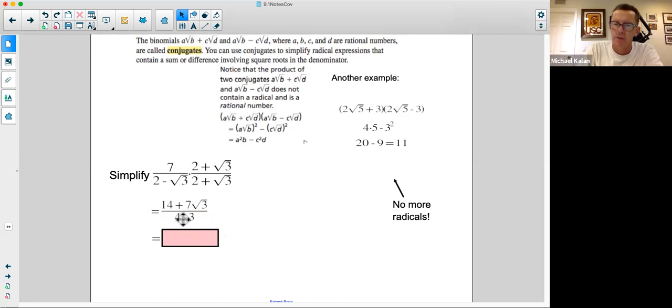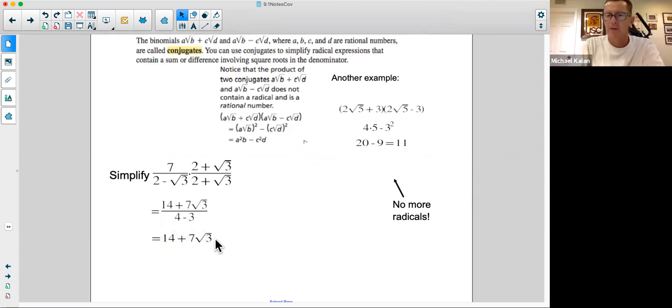4 minus 3 is 1, so we can simplify that. Remember, the fraction bar is a grouping symbol. Here we can't add the 14 and the 7 because the 7 is being multiplied times the root 3, and we have to do that first according to order of operations, but we can't because we don't know exactly what root 3 is. So this becomes a denominator of 1, which means we don't need to write it.